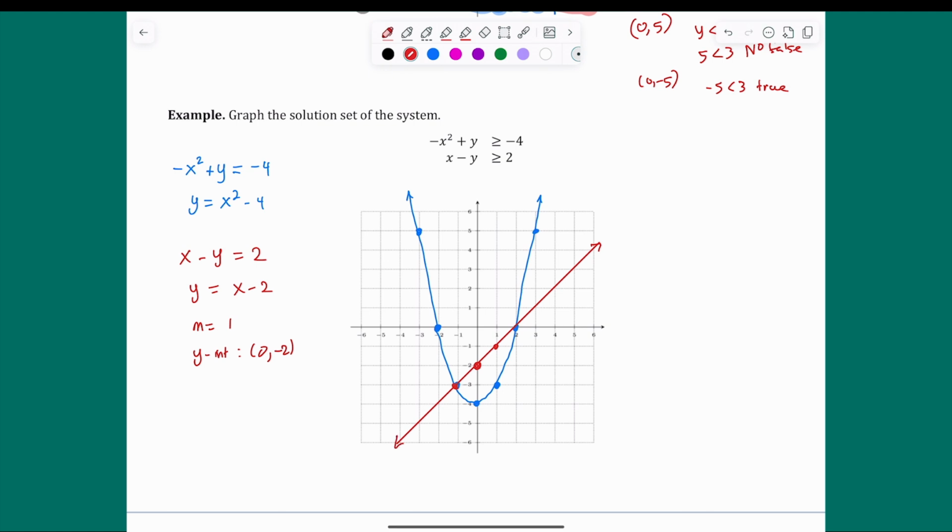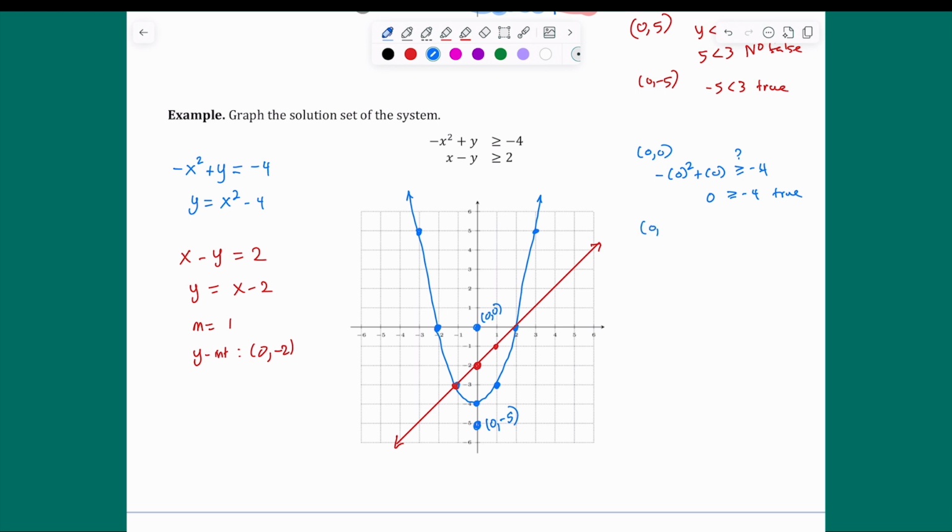All right, so now we take a test point. I'm going to go ahead and do the parabola first. So I'm going to take a point at 0, 0 and 0, negative 5. Okay, so let's test the points. Let's test the point 0, 0. So we have negative 0 squared plus 0. Is this greater than or equal to negative 4? All right, so we get 0 on the left, but is that greater or equal to negative 4? That is definitely true. So we would shade within that parabola there.